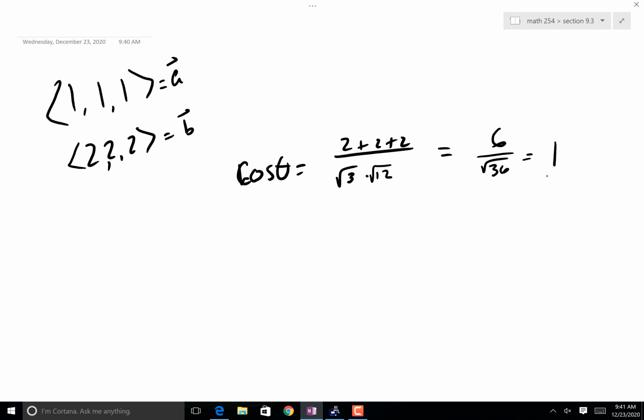And that is 1. Hey, what angle has a cosine of 1? Well, 0 does. Okay, what does that mean? That means that they are parallel. They're going the same direction. There is no angle between them. And obviously, if they're going opposite directions, what would that do for me?